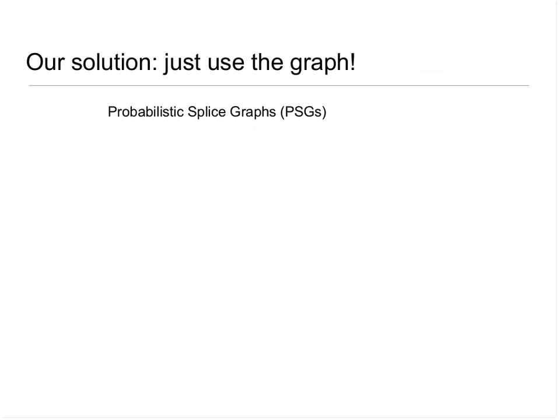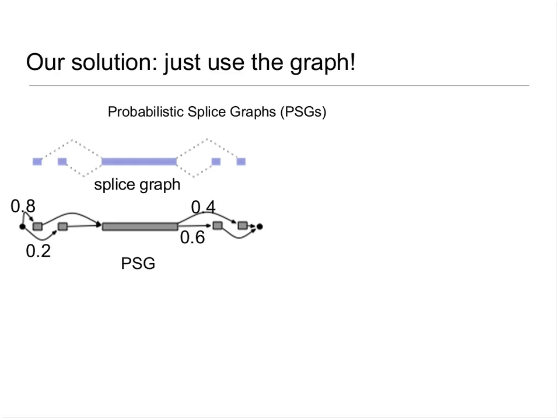Okay, so the solution that we've come up with recently for this was to just use the graphs that are generated here. We're using a type of model called a probabilistic splice graph, based on splice graph structures that have been used for more than a decade to represent alternative splicing in genes. The idea is that we use the graph for each gene and annotate the edges of that graph with probabilities that represent conditional probabilities of transitioning from one exon to another and completing a full transcript.